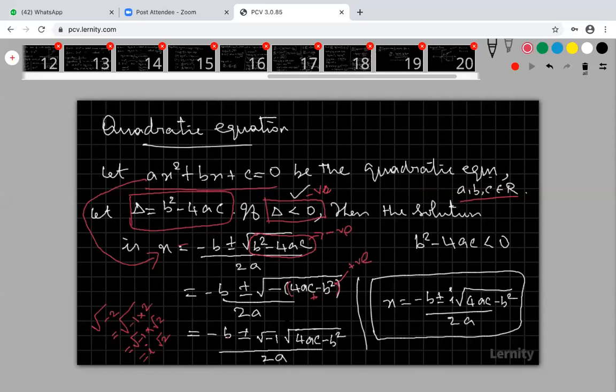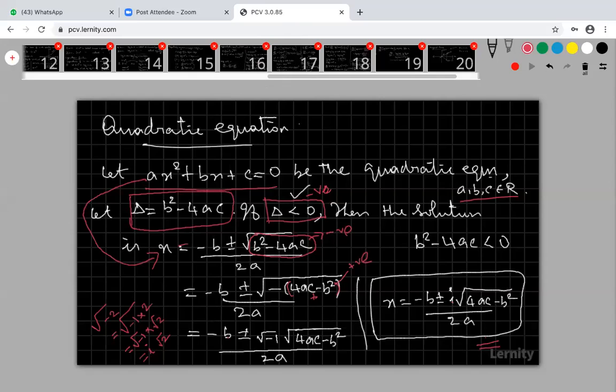So the solution is minus b plus or minus i into root over 4ac minus b square by 2a, right? These are the solutions, and these solutions represent complex numbers. Why? It is in the form of a plus ib. This is my a, this is my ib. Yes, 4ac minus b square is positive because I am taking minus outside in both the terms. So these solutions are complex numbers.